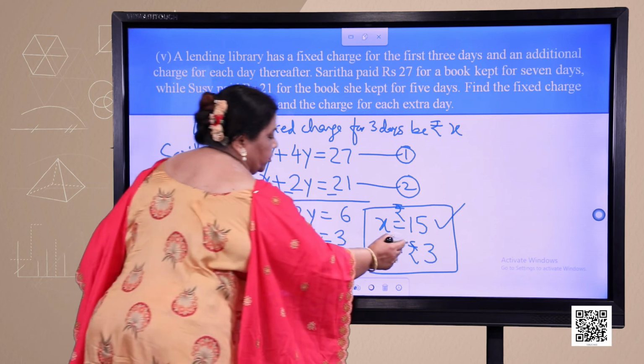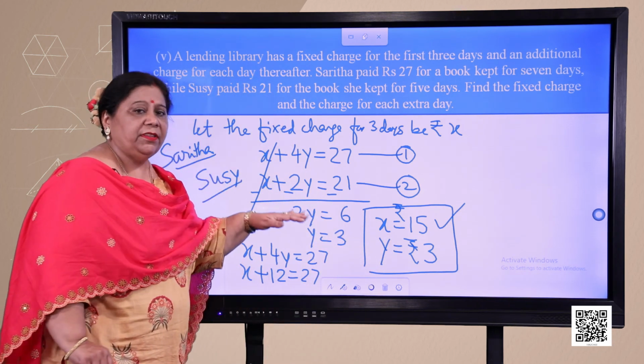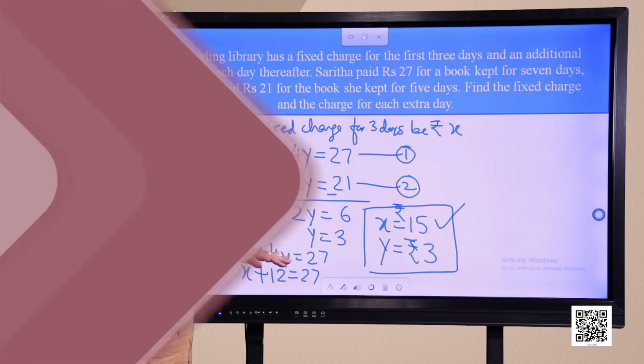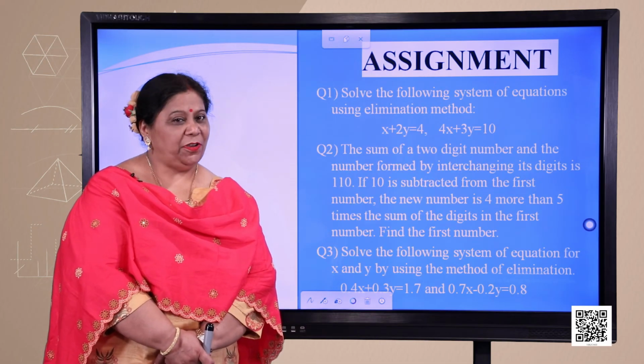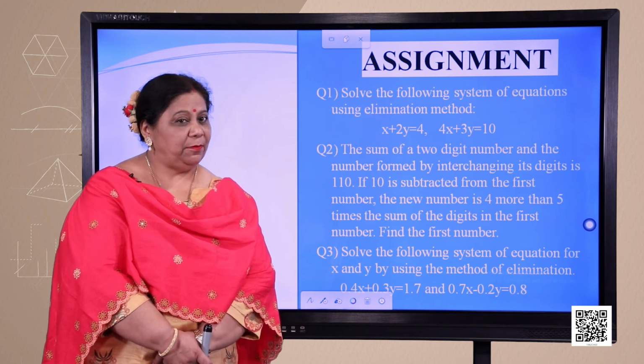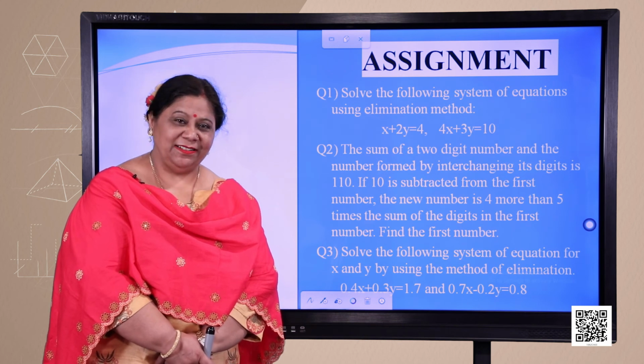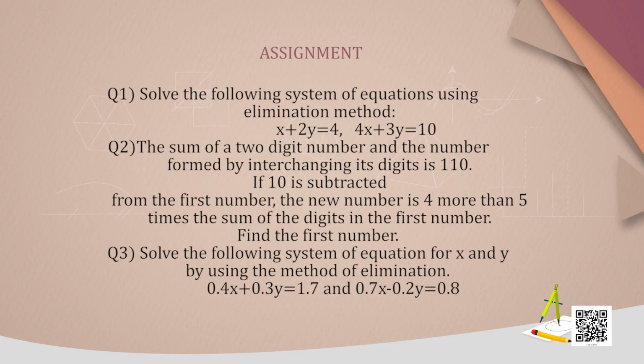I hope you have understood this, how we have framed the equation and solved it with the help of elimination method. So, students, I hope you have understood how to solve the pair of linear equations using elimination method. So, it is time now to take up the assignment. Here we have 3 questions for you.